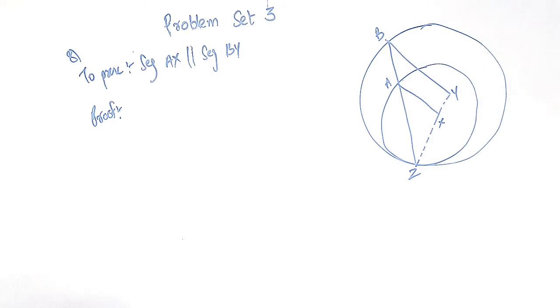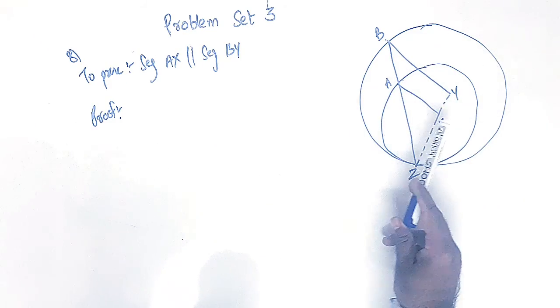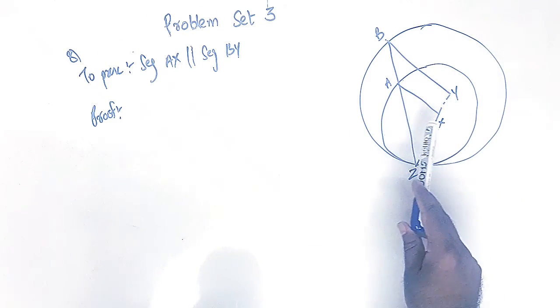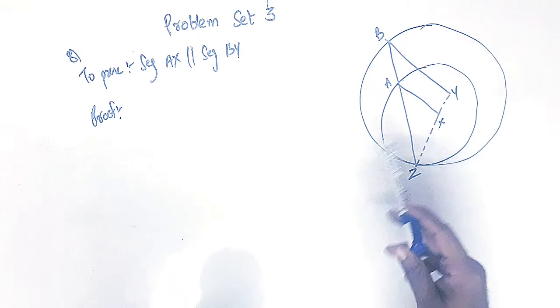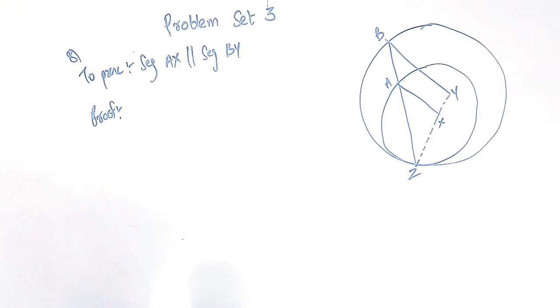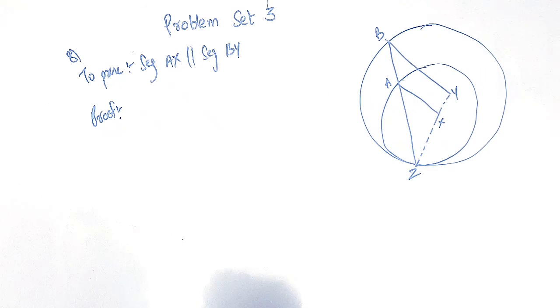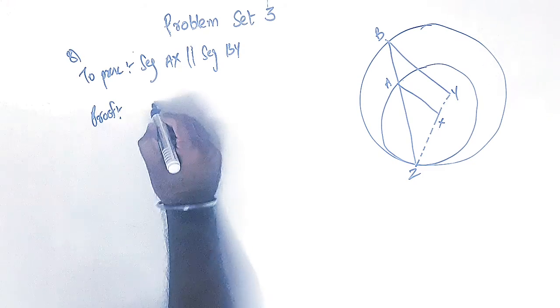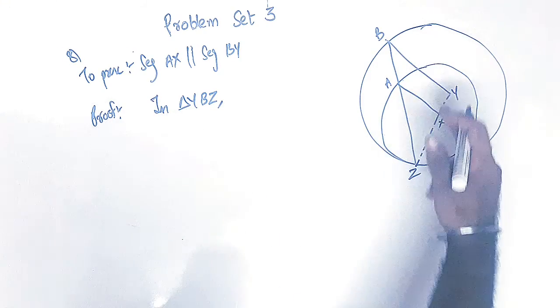Coming to sum number 8, we can see that Y is the center of the bigger circle, X is the center of the smaller circle, and Z is the common point of the two touching circles. Okay, they meet at point Z. Now what we have to prove is seg AX is parallel to seg BY, which is very easy. Okay, how are we going to do this? See, I'll write in triangle YBZ. You can see the bigger triangle.